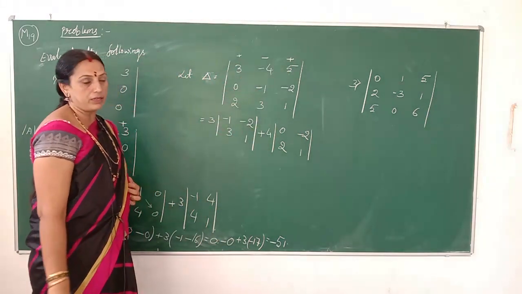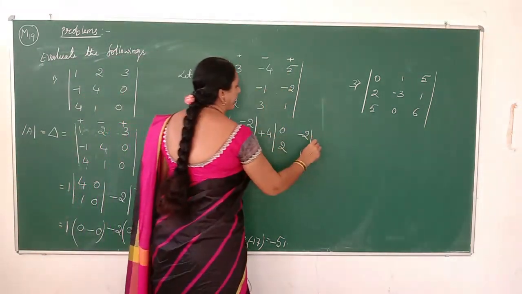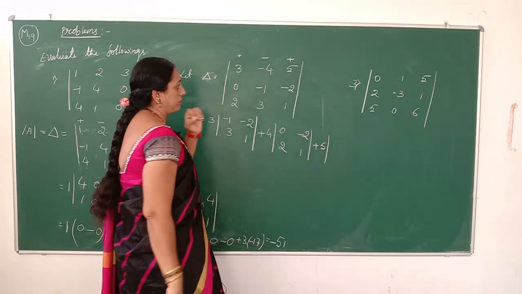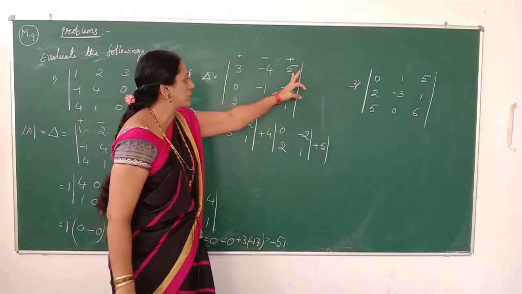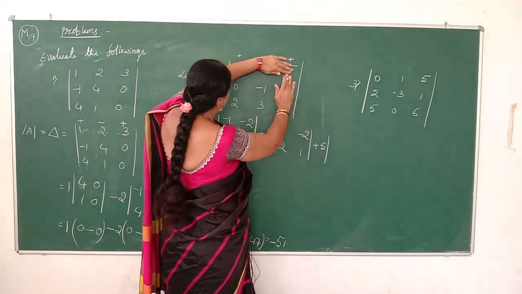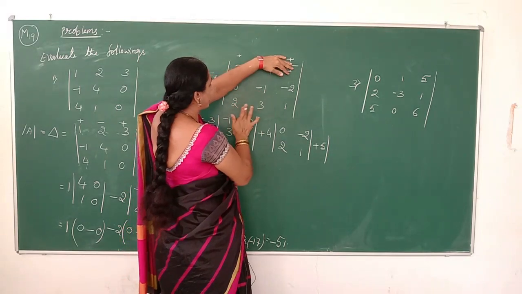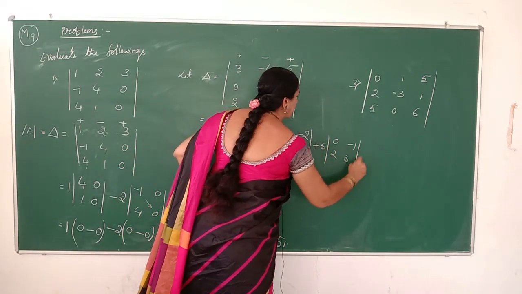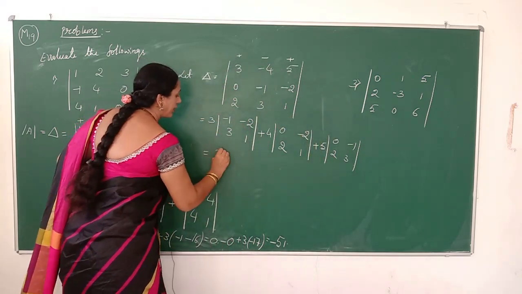And the third element is 5. 5 is an element of the first row, third column, and those elements get neglected, and the remaining are 0, minus 1, 2, 3. So let us simplify. 3 of.